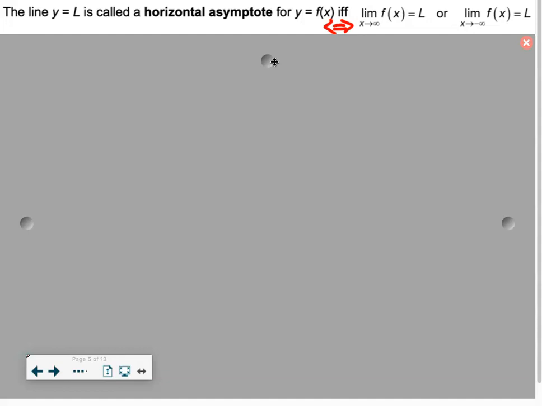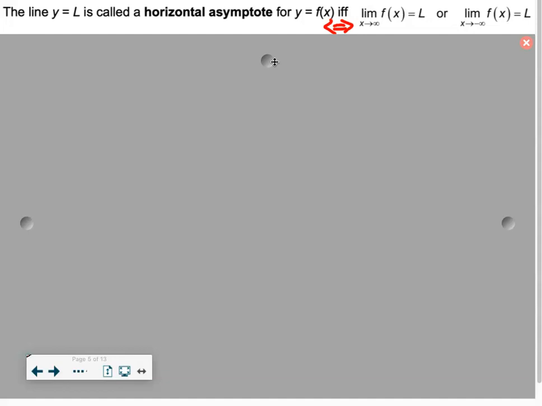So what does this mean? It means you could be flattening out on the right, or the left, or both. Either way, if you're flattening out at a y value, that y value is a horizontal asymptote, and vice versa, right?